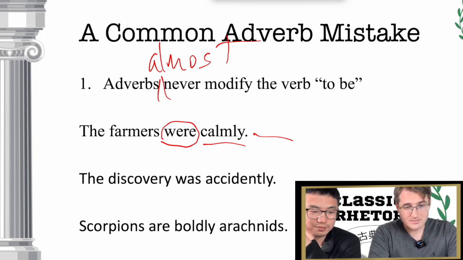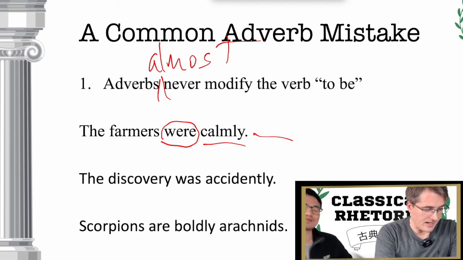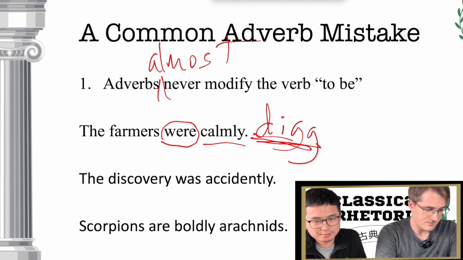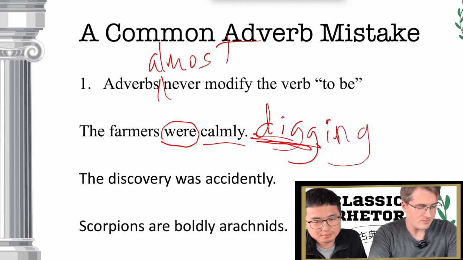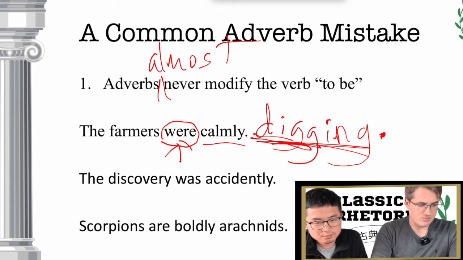Always. Okay, that would be an adjective. We need a verb here, like the farmers were calmly digging. Most adverbs, 99% of them, need a verb, but not to be. So we fixed it. The farmers were calmly digging.